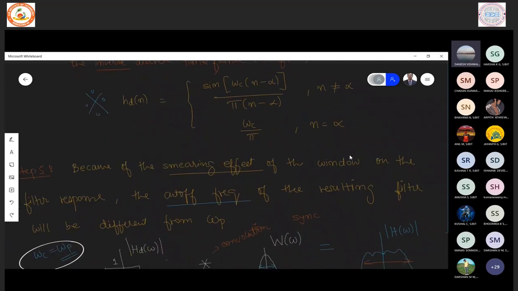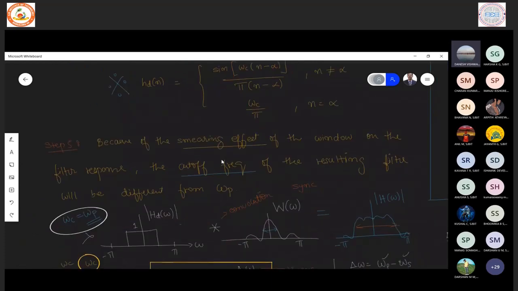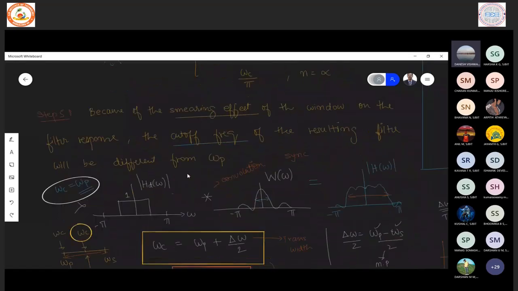Because of what is called the smearing effect, I'll explain what it is. Because of the smearing effect of the window on the filter response, the cutoff frequency of the resulting filter will be different from omega p. Say ideally I want omega p, the passband edge, as the cutoff frequency. But due to an effect called the smearing effect, the result may be slightly different. I'll show you what the smearing effect is.